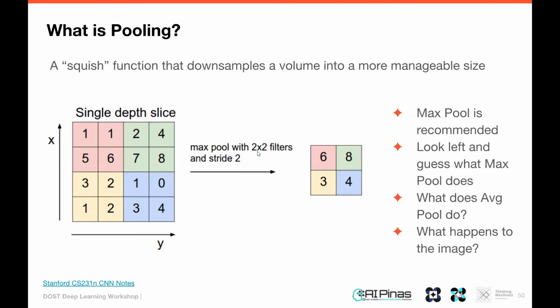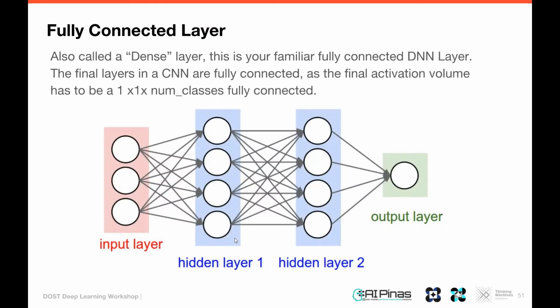Now, think about what happens to the image. It gets a bit more pixelated, really. But with max pooling, because images are very hierarchical, you're not losing that much information. This works shockingly well for images, not so well for other things.